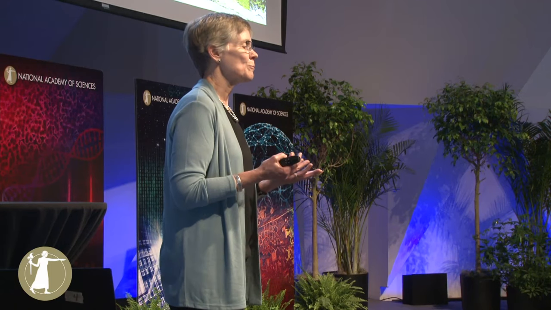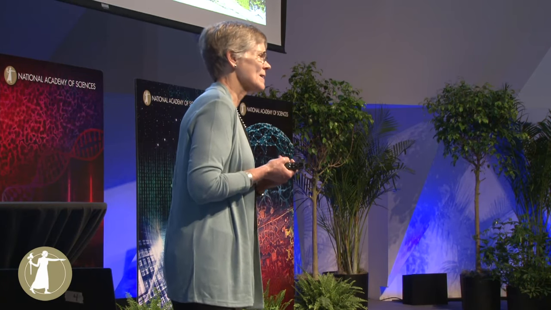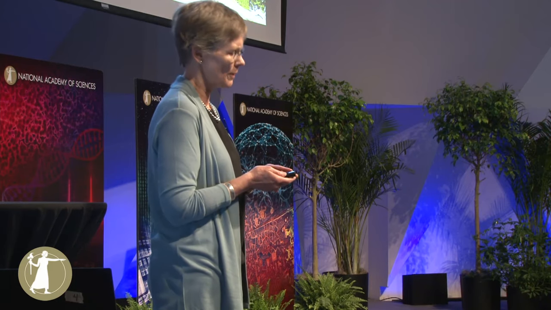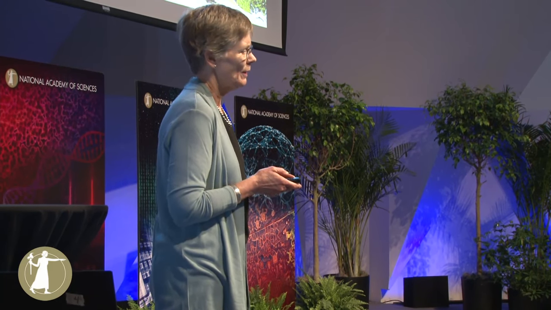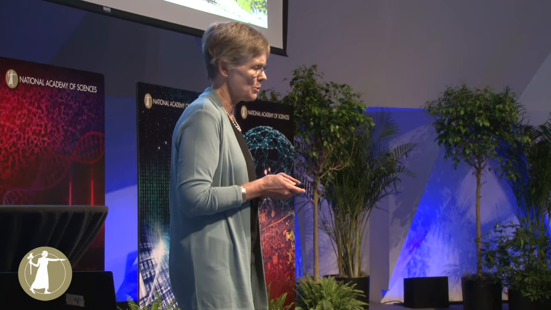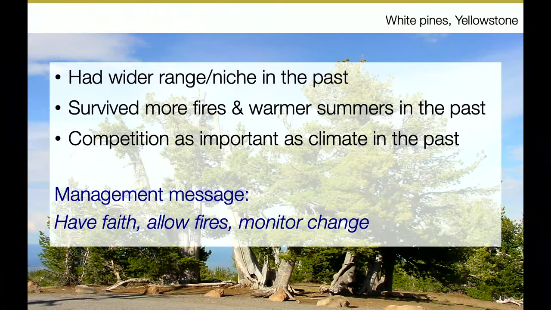It seems to have survived more fires, at least lower severity fires, and warmer summers in the past. Now, it may be that there are other components of the climate going forward that are not as suitable for it. Competition with other species is as important as climate in determining its distribution. So I think the management message, for me at least, is to have some faith in the capacity of this tree to survive climate change for a while longer, let fires burn, and monitor it closely to make sure it's doing okay before you actually intervene.